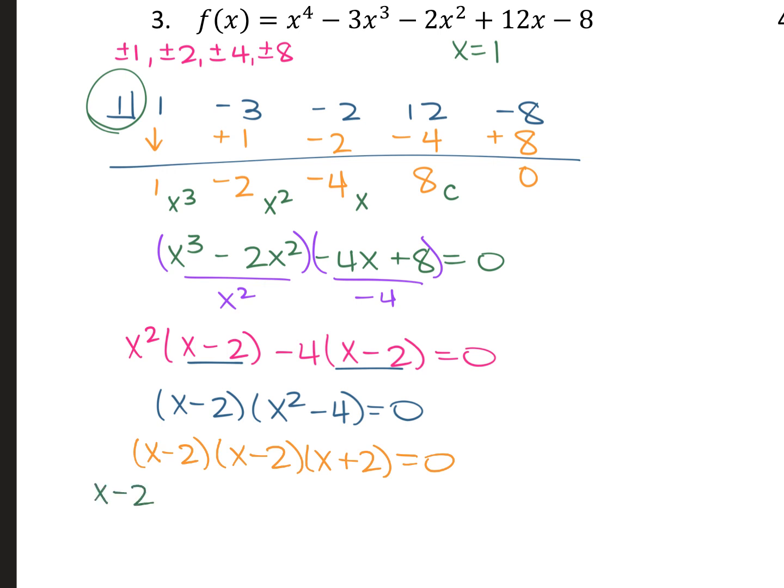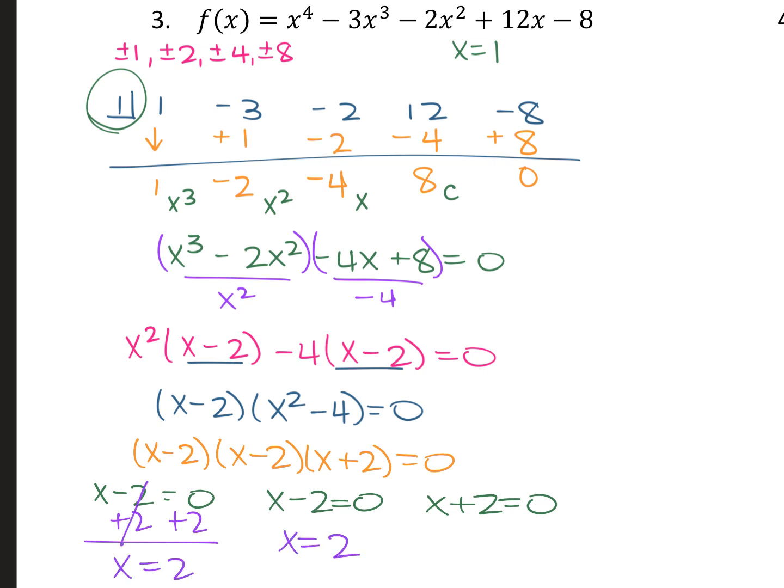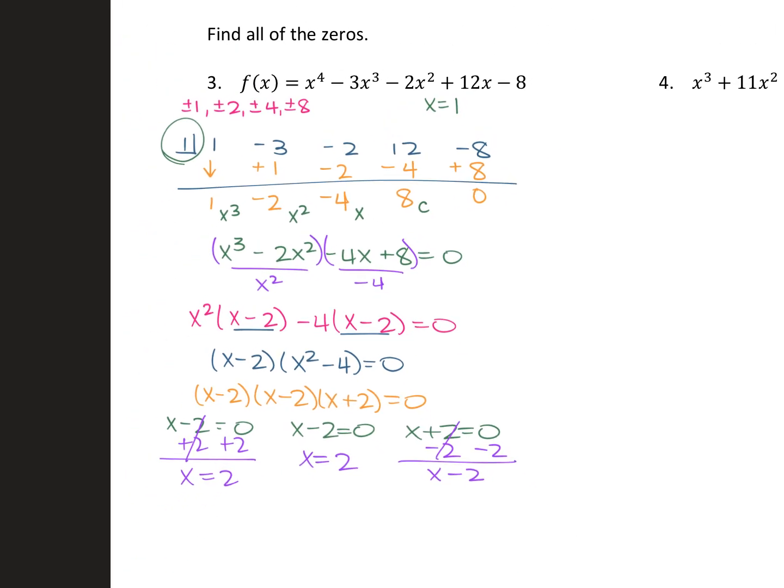So if we set all of these equal to 0 and we solve, we're going to add the 2 over. We get x is equal to 2. Same thing with this one. For the x plus 2, we're going to get x is equal to negative 2. So if you look at all of your solutions, you have x is equal to 1, x is equal to 2, x is equal to 2, and x is equal to negative 2, not x minus 2.